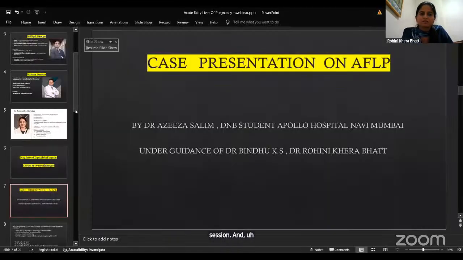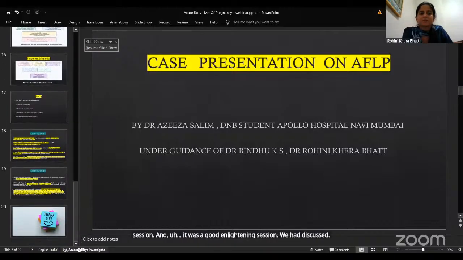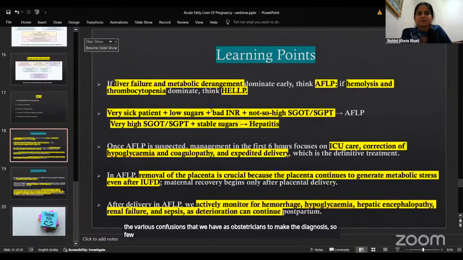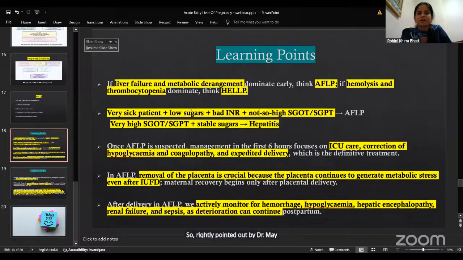Okay, so I think we'll finish with the AFLP session. It was a good, enlightening session. We have discussed the various confusions that we have as obstetricians in making the diagnosis. So a few learning points. As rightly pointed out by Dr. Amer, a very sick patient with hypoglycemia, bad INR, and moderate, not so high, SGOT and SGPT, you have to think about AFLP.